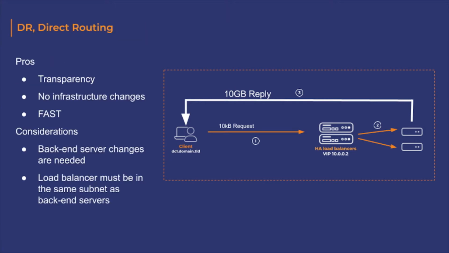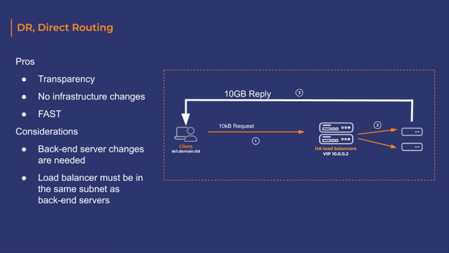So the advantages of DR are full transparency. The servers can see the connection directly from the client IP and reply to the client through the normal gateway. MFDs, particularly, we've identified as needing source IP transparency in this fashion. And also, no infrastructure changes required. The load balancer must be in the same subnet as the backend servers. That's the one requirement we do have. And it's lightning fast. Only the destination MAC address of the packets is changed.